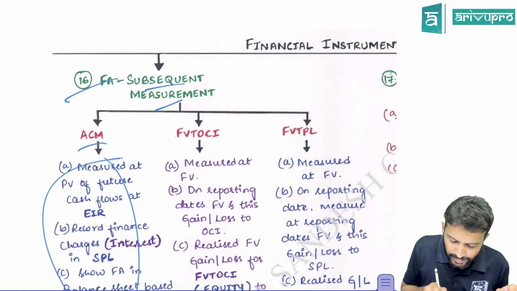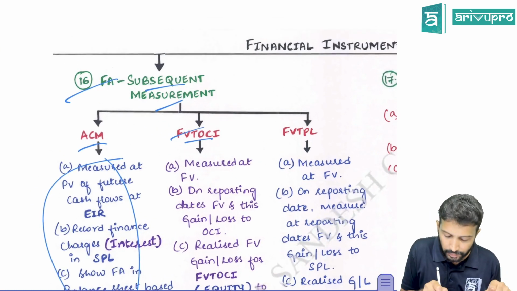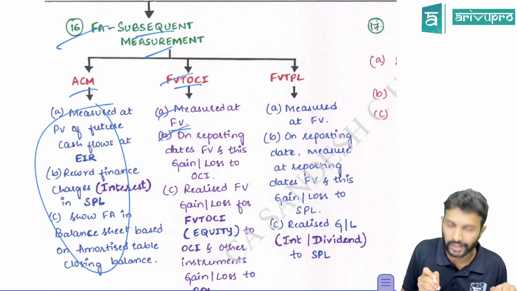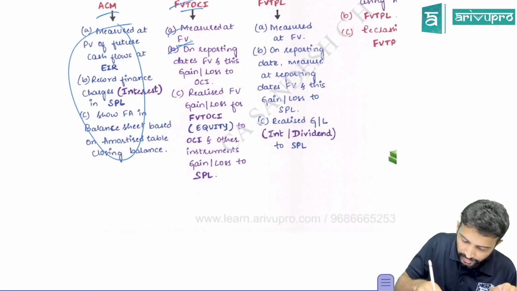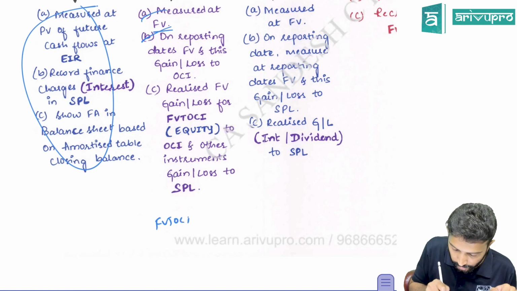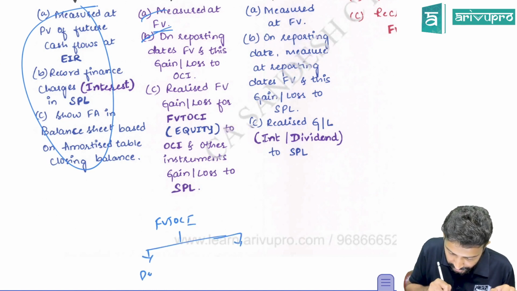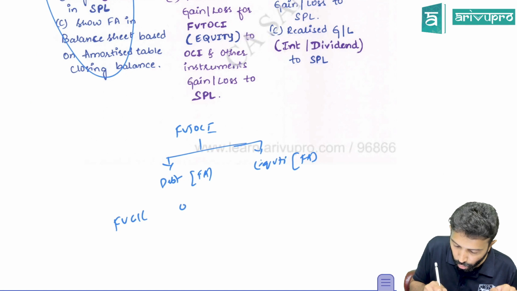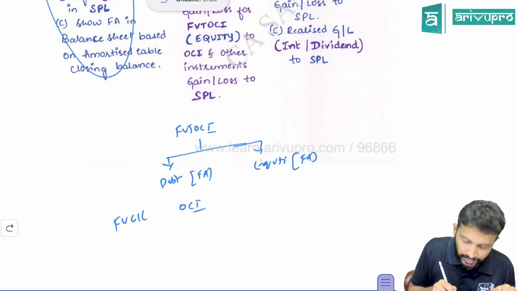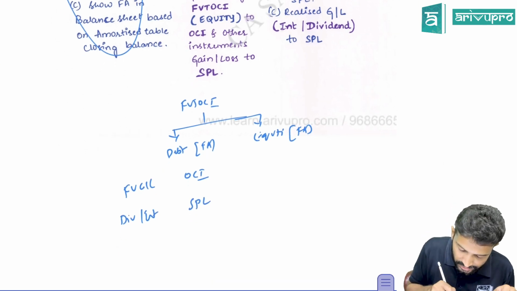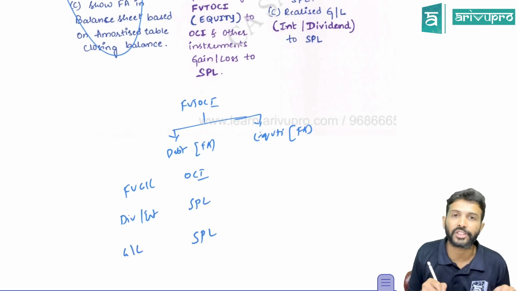All right. FVT OCI method, if you're following, means every reporting period, measure it at fair value. And if you're getting any fair value gain or loss, that will go off to the OCI account. Then one more point here. First, check if you're using the FVT OCI method for a debt financial asset. If you are, then fair value gain or loss will go to OCI. But on this debt, if you're getting any dividend or interest, that will go to SPL. And when you sell this debt, if you make any gain or loss, that will also go off to SPL.